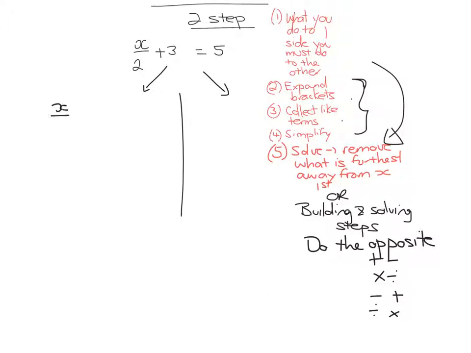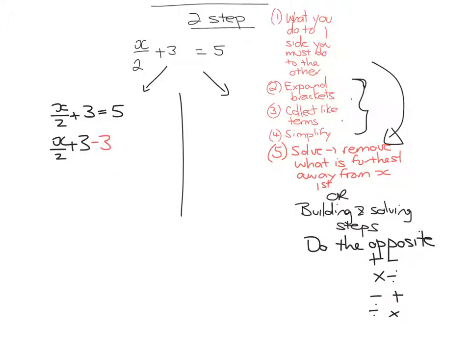If we've got x over 2 plus 3 equals 5, what is further away from x, the 2 or the 3? Well, obviously it's the 3. Okay, that's separated by a plus sign. It's further away, so we're going to get rid of that first. How do we get rid of plus 3? We do the opposite of plus 3. What's the opposite of plus 3? Take 3. So we're simply going to do x over 2 plus 3, and we're going to take 3.